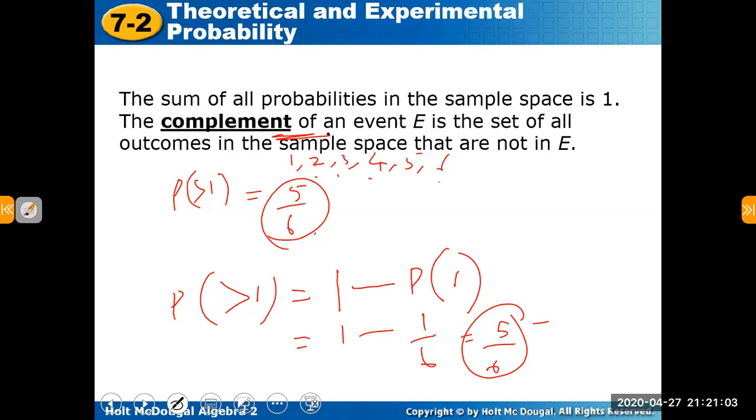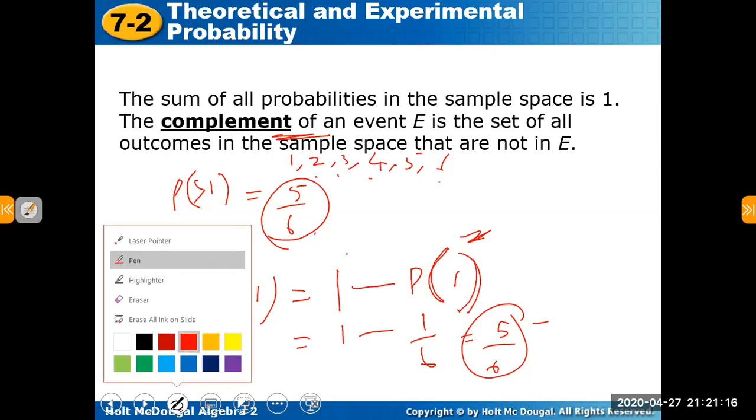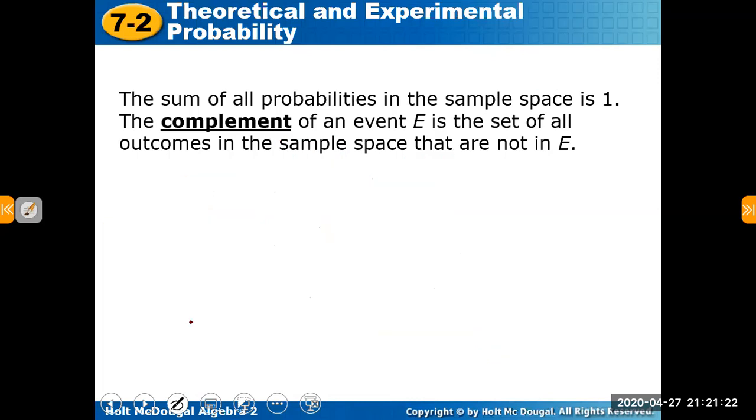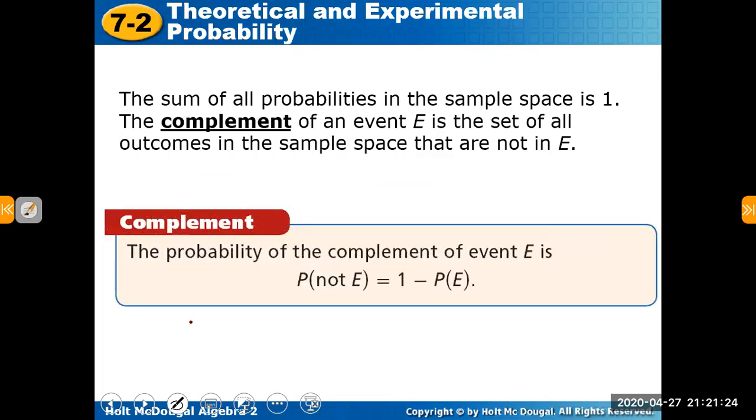So probability of a number more than 1 is 1 minus the complement of the event. So this was the event, and this is the complement of the event. Complement basically means the outcomes other than that of the event. So here if you see, probability of not E is equal to 1 minus probability of E. So probability of getting not E equals 1 minus probability of E.